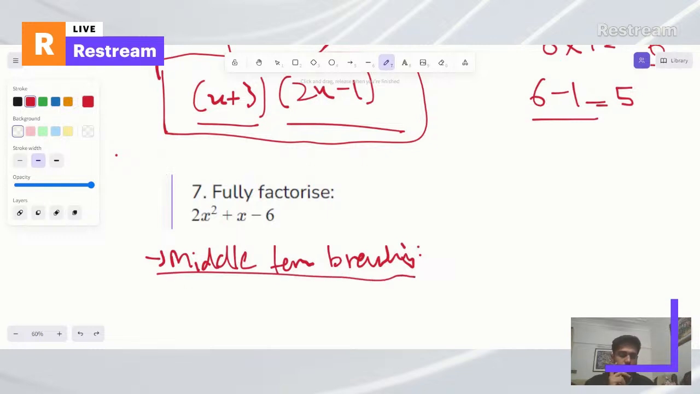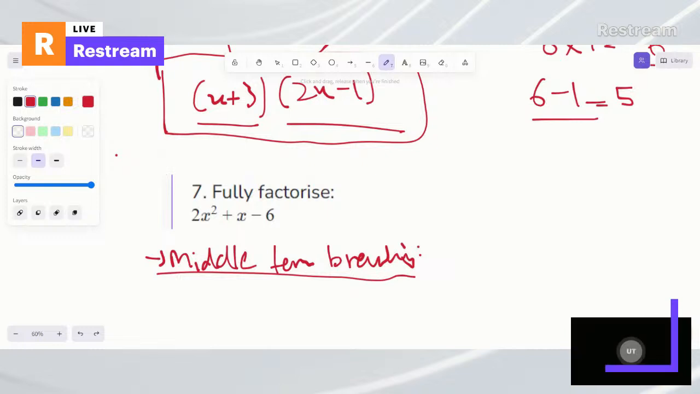So how are we going to use middle term breaking? Can anybody summarize what I just said in the comments below? Like, how are we going to middle term break this whole equation? Come on, guys, make it interactive now. Okay, so what am I gonna do?